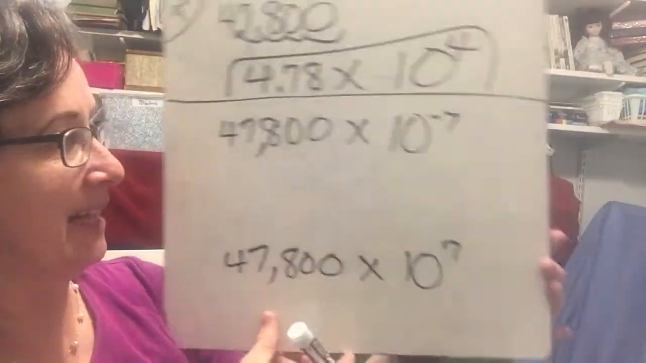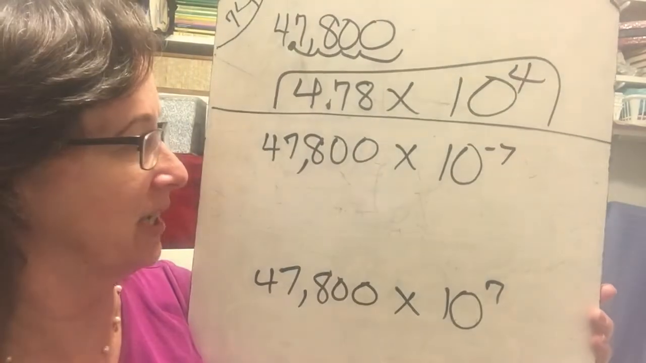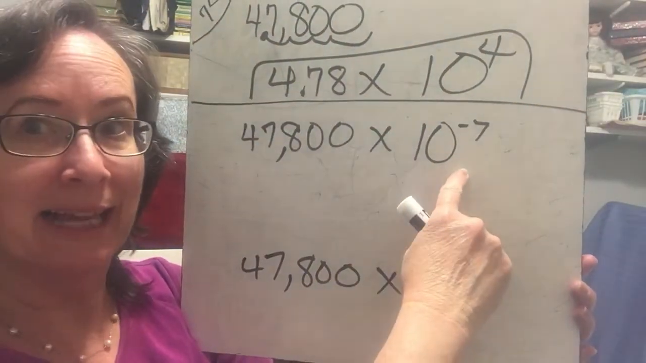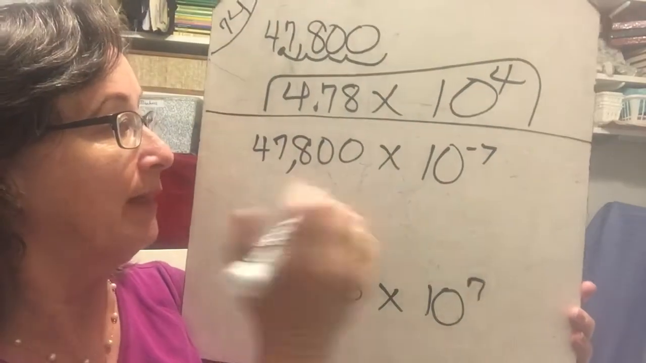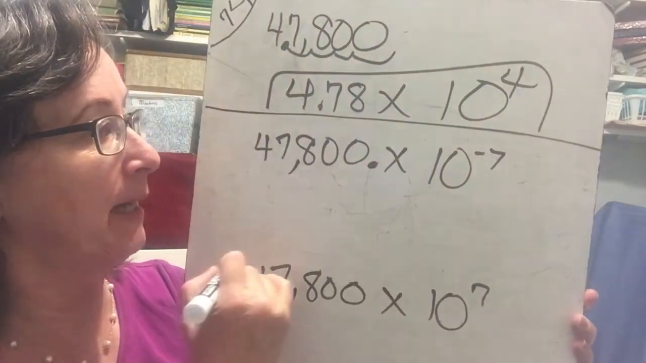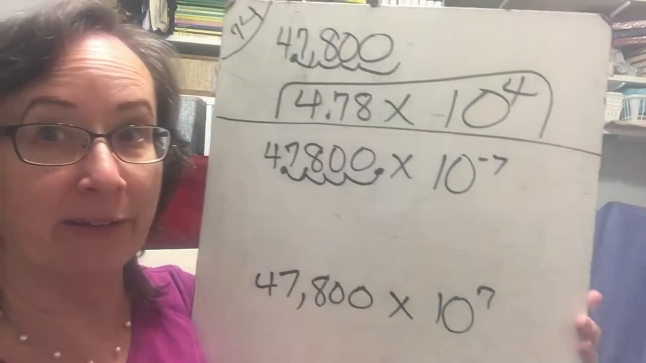All right, let's look at this one. It is not in standard form, and it is not in scientific notation either. This looks like scientific notation, but this is not between 1 and 10. Therefore, this digit would be here. It's got to go 1, 2, 3, 4 places to get in the right spot.